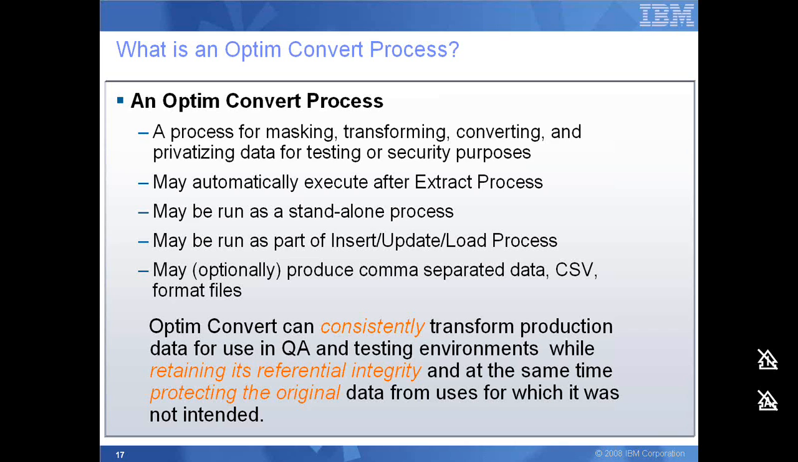So the central process which governs the Optim Data Privacy Solution is the Optim Convert process. The Optim Convert process is responsible for masking, transforming, converting, and privatizing data for testing and security purposes. We can execute this convert process automatically after the extract process, or it can also be done using a standalone convert execution.